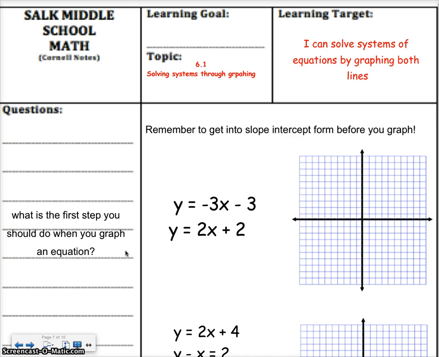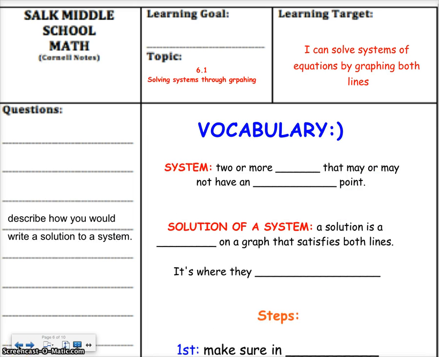Into solving systems of equations with our new unit today. Unit 6 is all aligned with systems. You need to know what a system means. A system is two or more lines that may or may not have an intersecting point. So when we are solving systems, it means I want you to analyze the lines and tell me if the lines intersect or don't intersect.